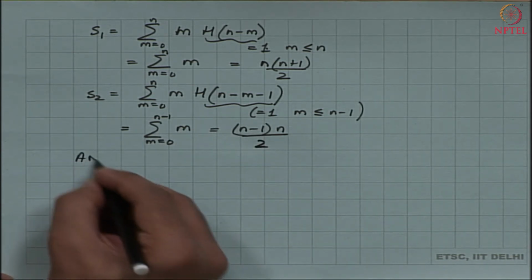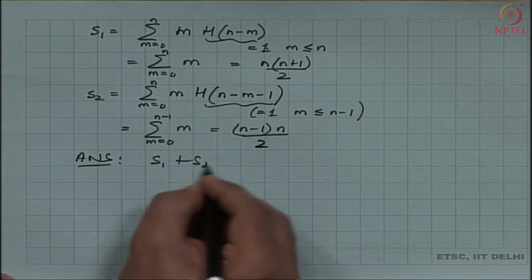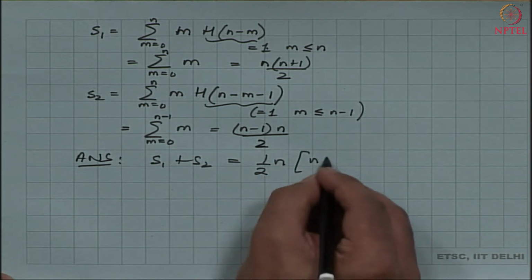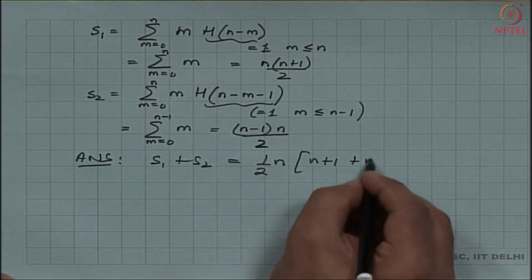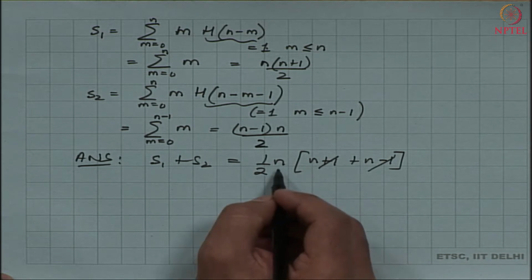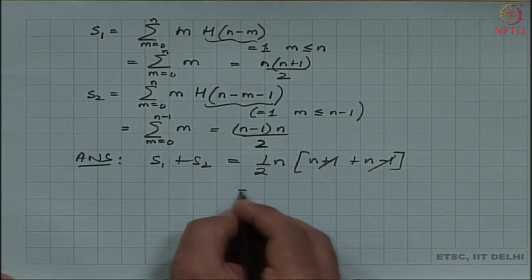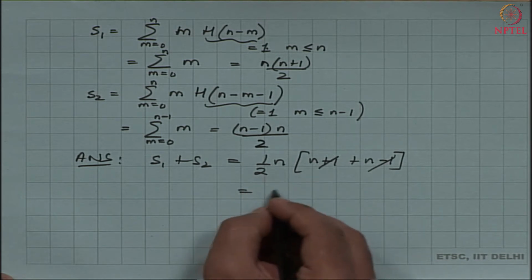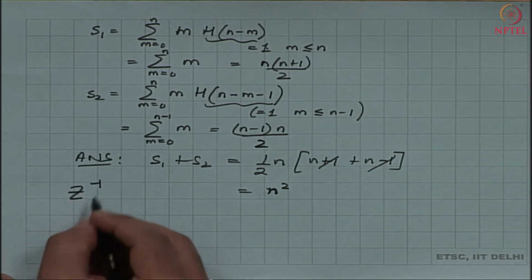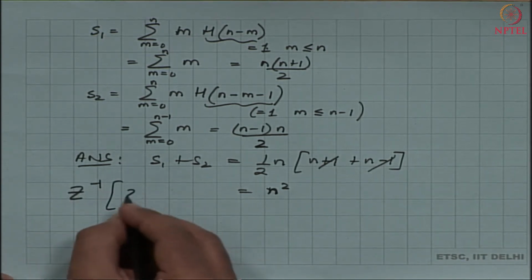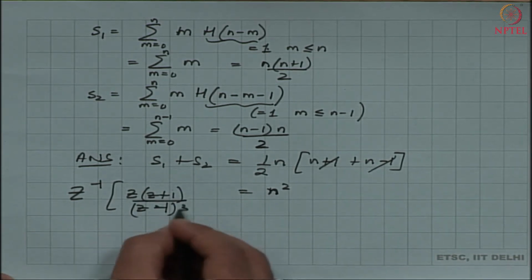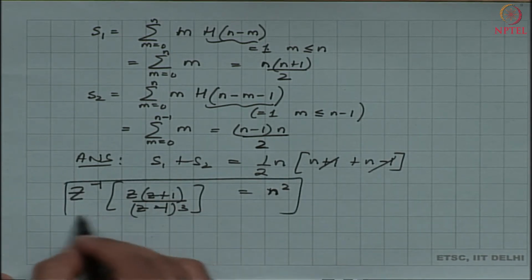So, my answer is the sum of S1 and S2, and that is going to be 1 by 2 times n plus 1 coming from the first factor and n minus 1 coming from the second factor. I can do some simplification to see that this is n times 2 times n, and after taking all the cancellations, I get my answer to be n square. So, I see that the inverse transform of the following factor, z times z plus 1 divided by z minus 1 cube, is this expression n square.